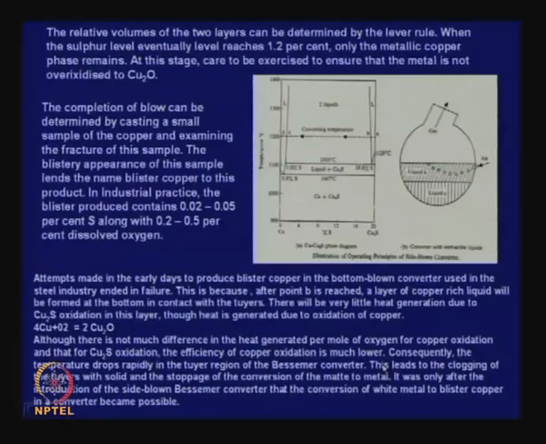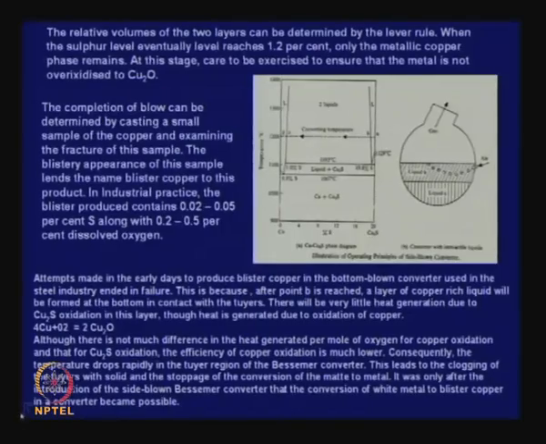This leads to the clogging of the tuyeres with solid and stoppage of the conversion of the matte to the metal. So, if we are trying to inject from the bottom, after some time the process will have to be discontinued, because as copper sulphide begins to produce copper metal, that metal will come down to the bottom and then it will get frozen, and it will interfere with the incoming oxygen. So, the tuyeres will be clogged with the solid and the conversion of the matte to metal will stop.